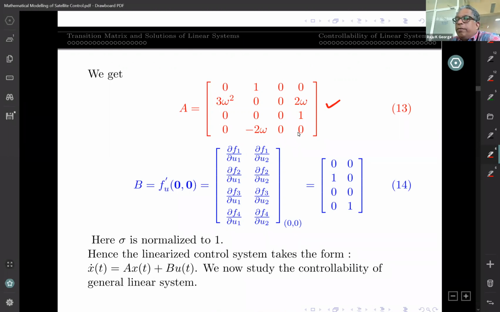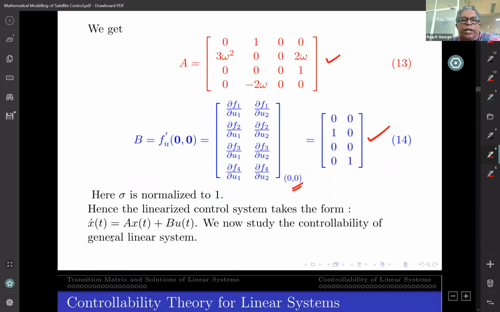So you find the partial derivative of all the F components, F1, F2, F3, F4, and you get a matrix B. So this is my B matrix, and evaluate at the given solution. Here sigma is normalized to 1. You can normalize sigma to be 1, and the linearized control system takes the form x dot is equal to Ax plus Bu. Now we study the control property of this system.